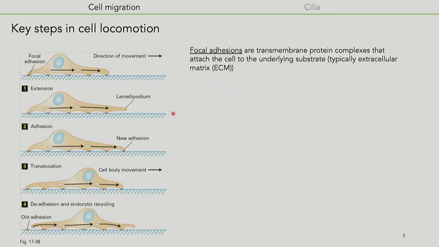So here are the key steps in cell migration or cell locomotion. One thing I should introduce, which we unfortunately won't have time to talk about in this class, maybe it's come up in some of the other classes you've taken, is that cells adhere to substrates via protein complexes called focal adhesions. So cells are typically adhered to their surroundings. They're not just floating around in solution. And they mediate that through transmembrane complexes called focal adhesions.